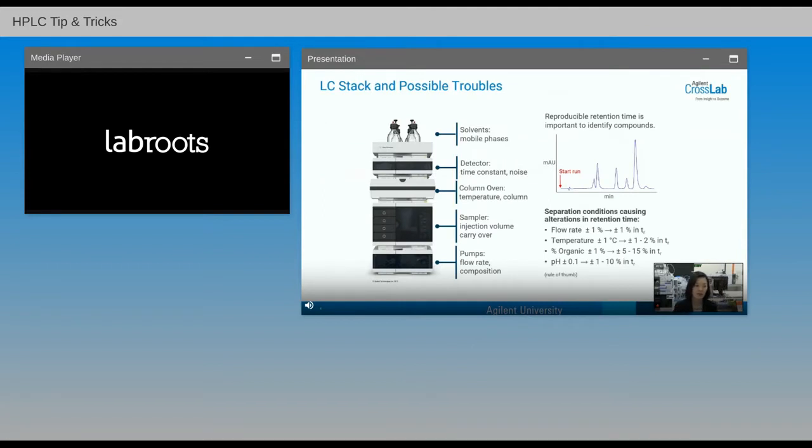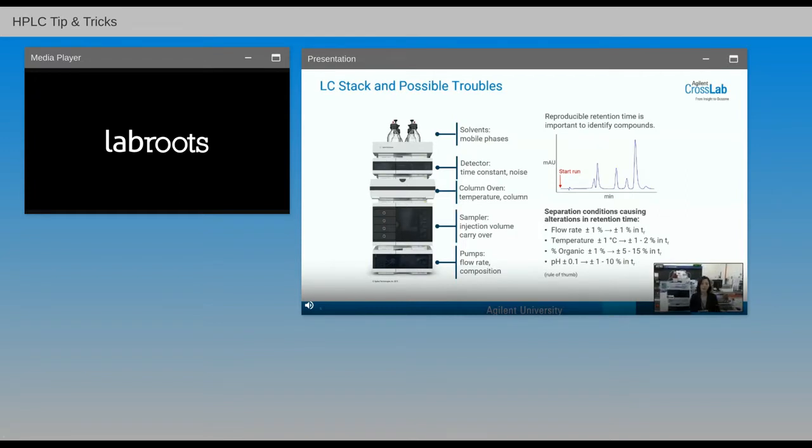Okay, now next, let's look at the instrument modules, what kind of possible problems they can give you and how you can troubleshoot from them. As you see from the slide here, the top part is the solvent bottles. It's the same as what we have beside me here, the HPLC solvent bottles, followed by, in this example, the autosampler, and then the pump, thermostatted column compartment, and the detector.